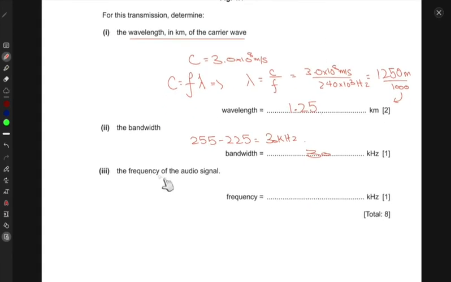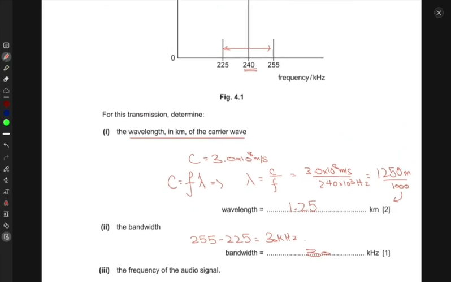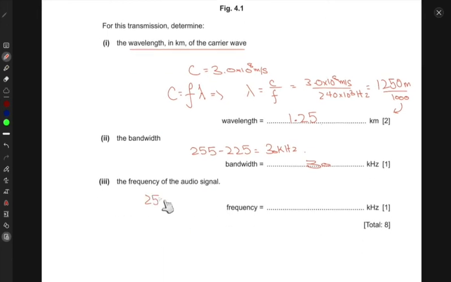The next one states the frequency of the audio signal. So we know that the frequency of the audio signal is this distance in this graph. This is the frequency of the audio signal, while this is the bandwidth. So that distance is 255 minus 240, which turns out to be 15 kilohertz.